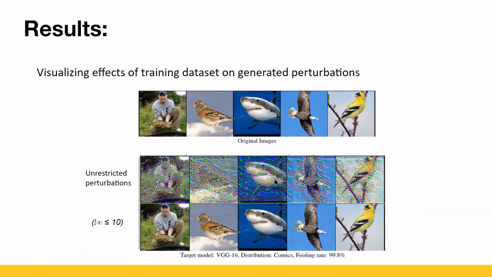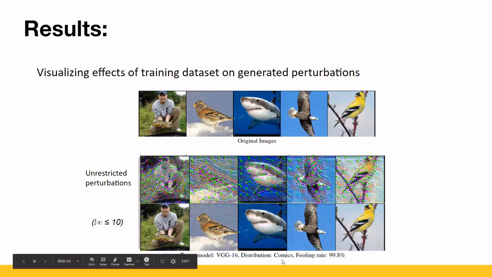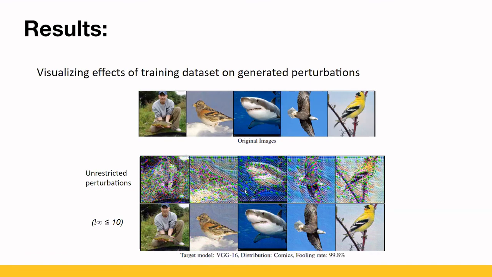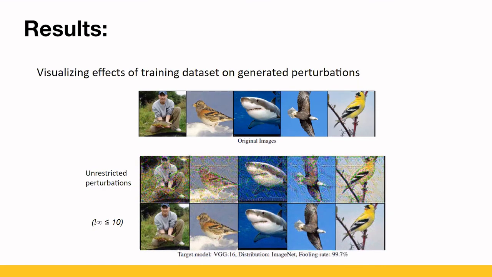I've just switched here, and we can see how the perturbations generated from a generator that was trained on comics look visually very different from the previous model. Going once more, the next generator that we're going to show is trained on ImageNet, and again, we can see a slight difference in the actual perturbation pattern itself. This is just visualizing how the training data set that's used does have an impact on the perturbation pattern itself.